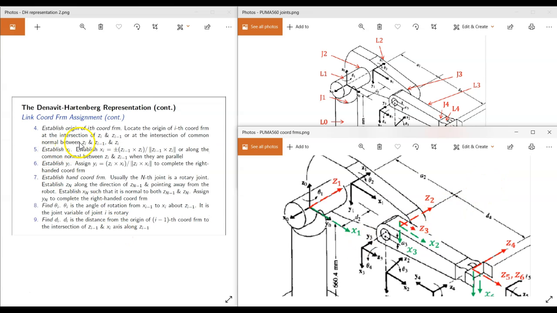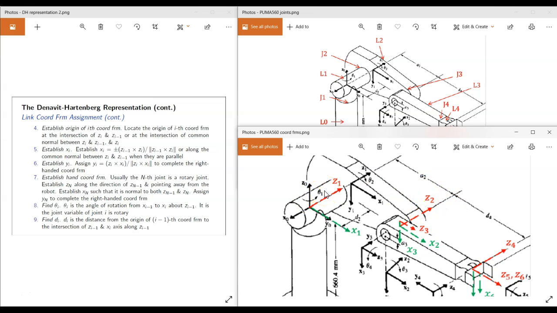Step number 4, establish the origin. It is the intersection of Z1 and Z2. So this is Z1 and this is Z2. So there's no intersection, right? Because Z1 is parallel with Z2. But look here, it says or at the intersection of common normal between Z1 and Z2. We find the common normal and the intersection of that with Z2.